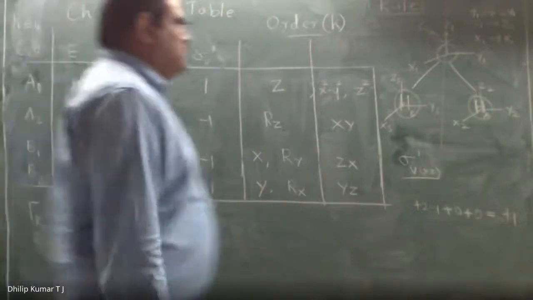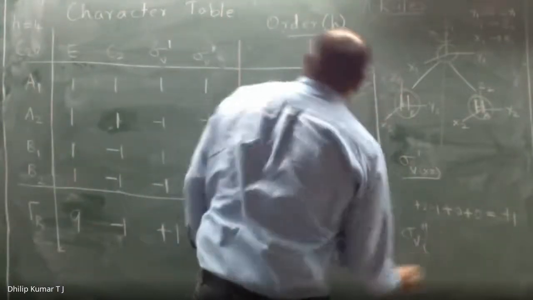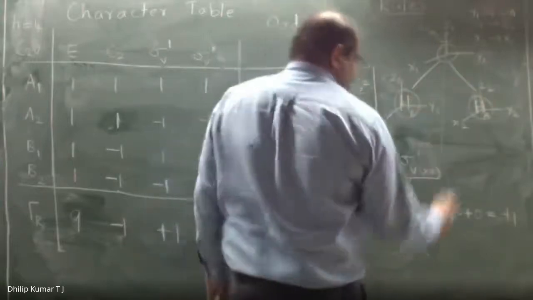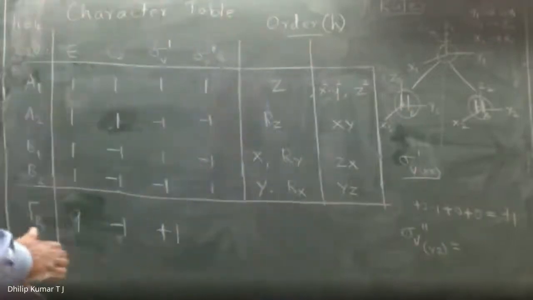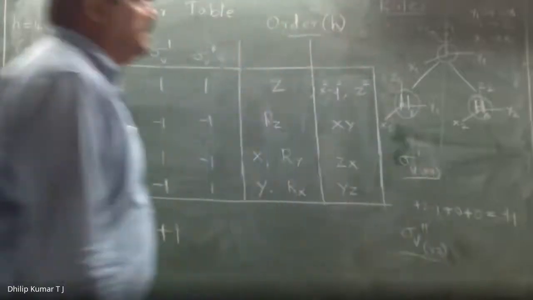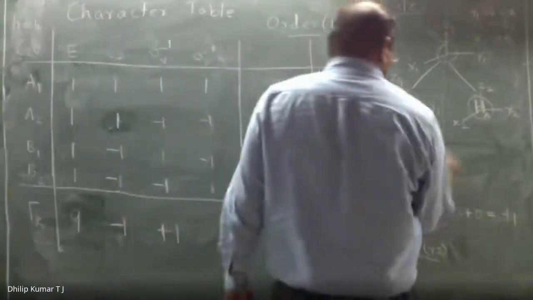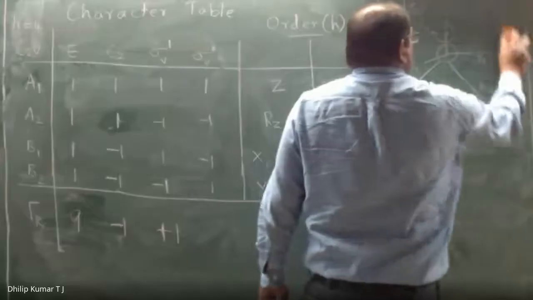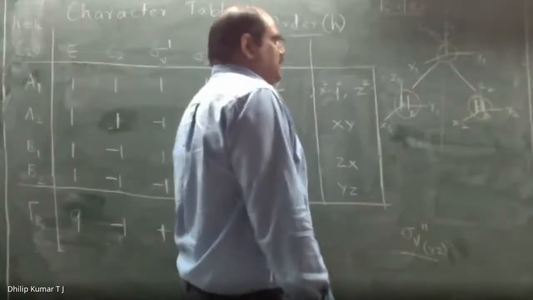Okay, now the last one. Let's try sigma V double prime, which is the YZ plane. So apply the YZ plane, what happens? Anybody can guess? Tell me, for the YZ plane, what will you get? +1, +3. Let's see the reducible representation.